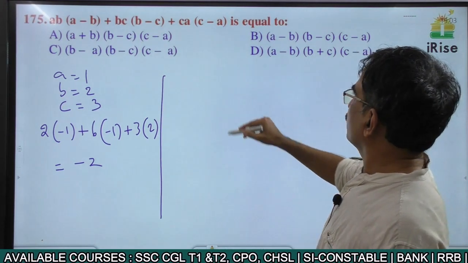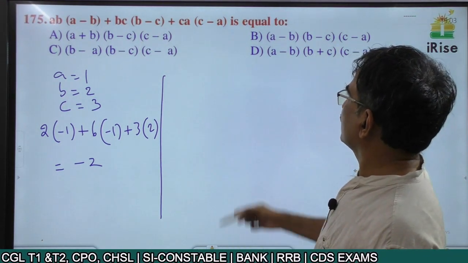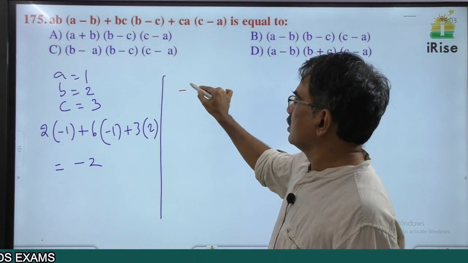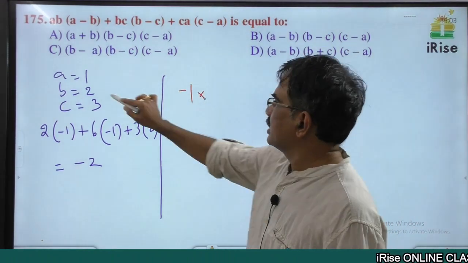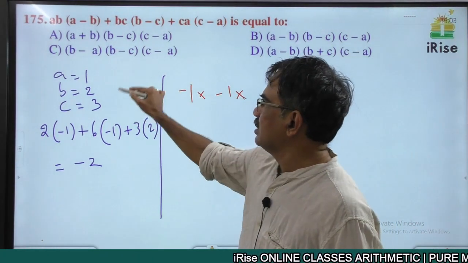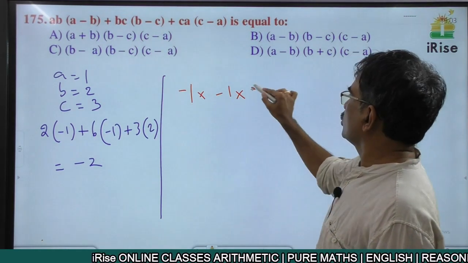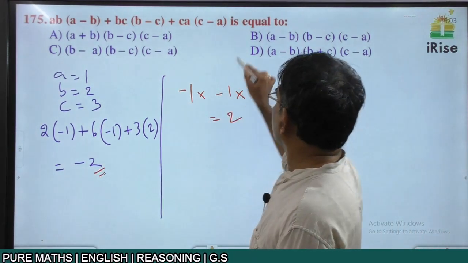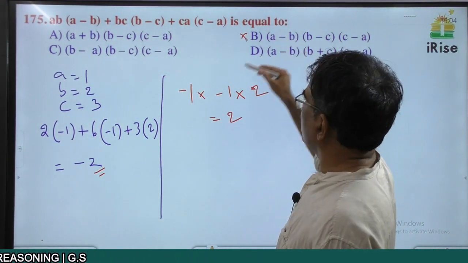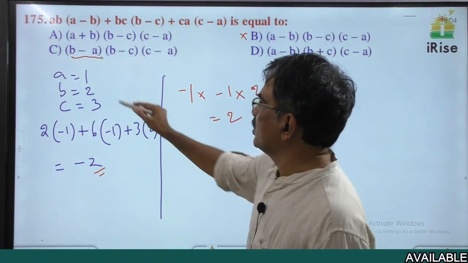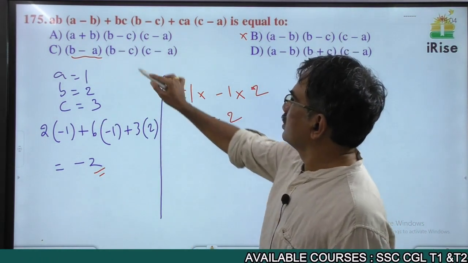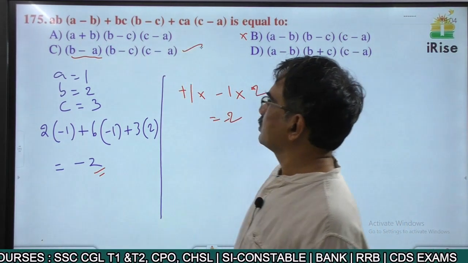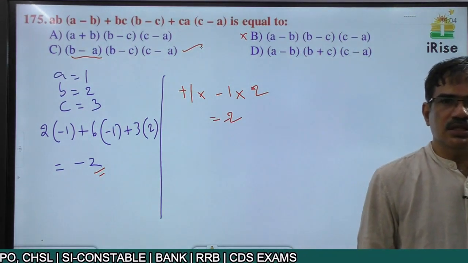So substitute different values carefully. For example, I want to put in option B, A minus B. What is A minus B? Minus 1, into B minus C, minus 1, into C minus A, C minus A is 2. So this is nothing but plus 2, but here it is minus 2, therefore this is not the answer. So in the place of A minus B, we have B minus A. What is B minus A? Plus 1. B minus C, minus 1, into 2, minus 2, satisfied. So the answer is the second option.